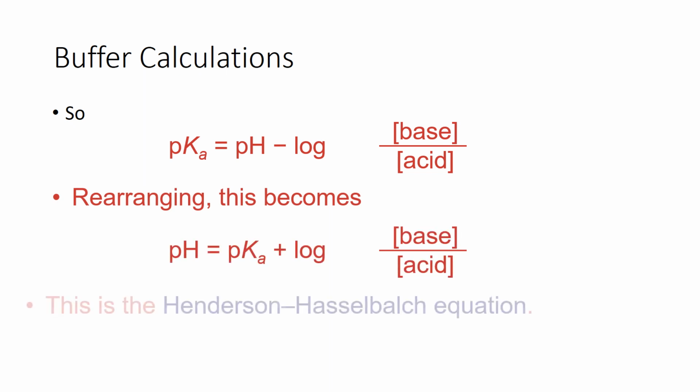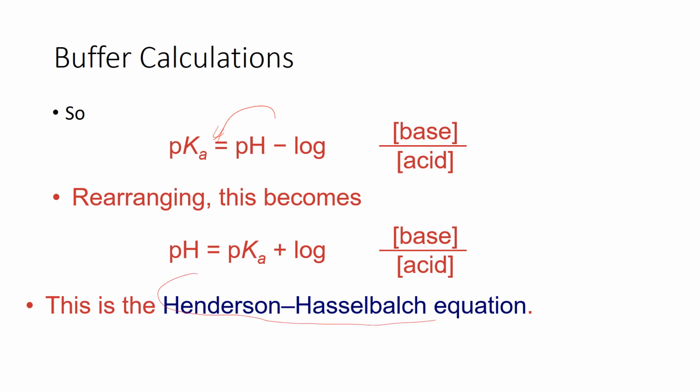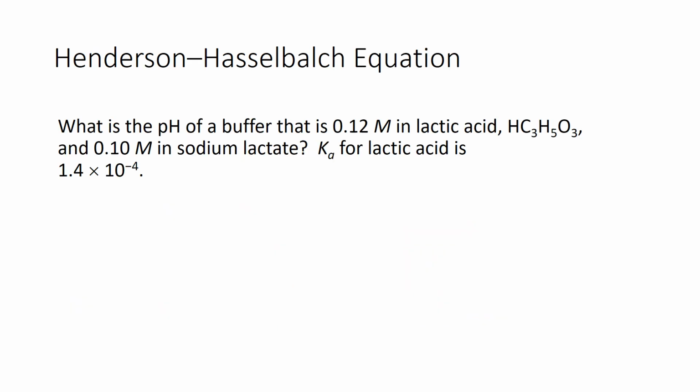If you rearrange this, then pH will be equal to pKa plus log of the base concentration over the acid concentration. And this is what we are calling the Henderson-Hasselbalch equation. So these are some calculations that are involved in buffer solutions, because we have the acid and the base that help in regulating pH change.